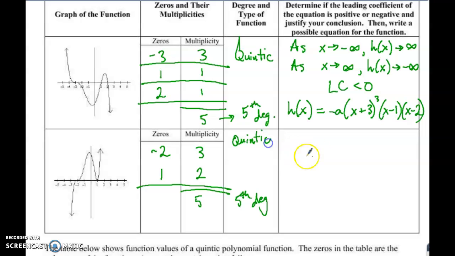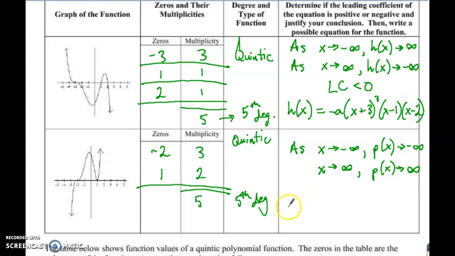Again, to save some time, I'll let you just say, I'll call this p of x. I'm really trying to hurry. I'm up against a timer. So that's a leading coefficient that is positive. Now I do want you to still write positive a.